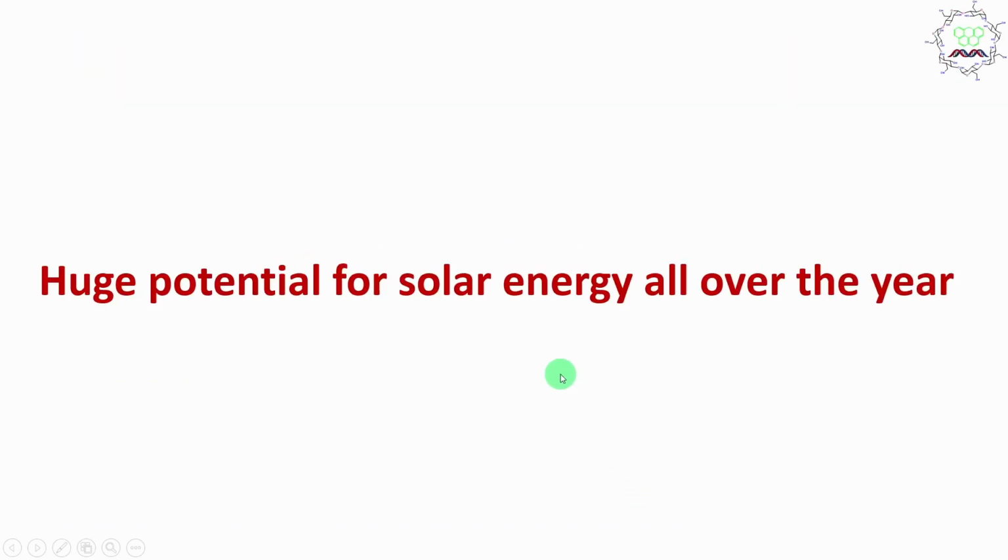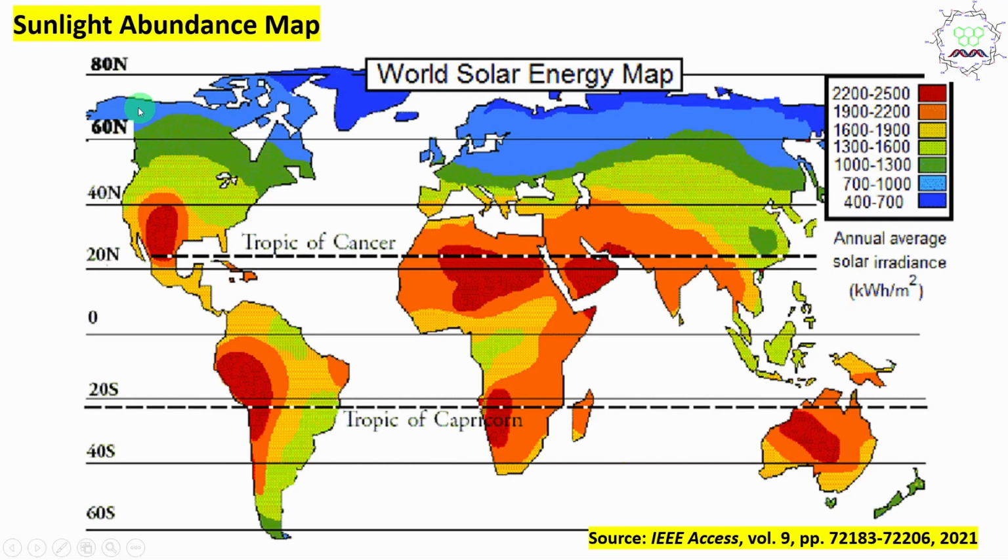Now what is the overall benefit? The overall benefit is a huge potential for solar energy all over the year. Why? Look at this map. It's a sunlight abundance map. This is the Tropic of Cancer and this is the Tropic of Capricorn. In between this zone, you can expect that throughout the year, the sun gives a significant amount of radiation. You can see the radiation intensity is very high in this zone. So solar energy to electricity conversion is highly feasible and profitable here. More than 300 days per year of sunlight availability is there.